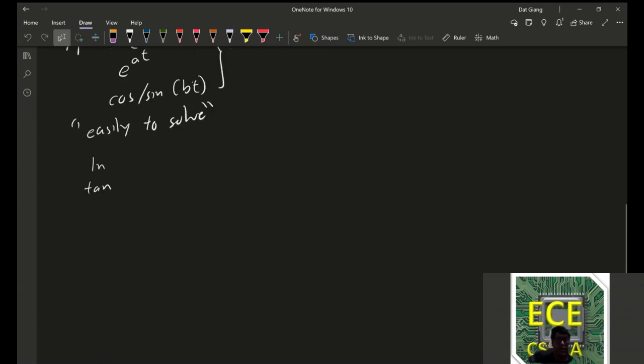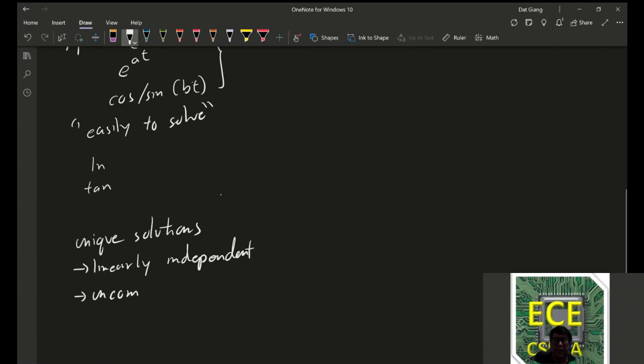Or sometimes unique solution is a bit misleading. What I should say is linearly independent solutions, or sometimes they're also called uncombinable solutions. So that is the idea behind complementary and particular solutions. We can have an infinite number of solutions to solve an nth order differential equation, but we only care about two, the complementary and the particular.